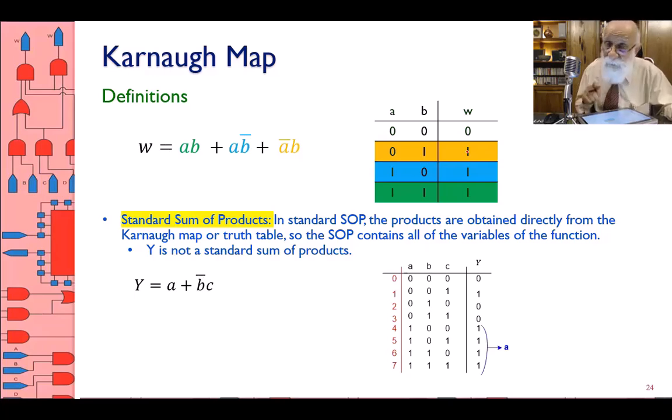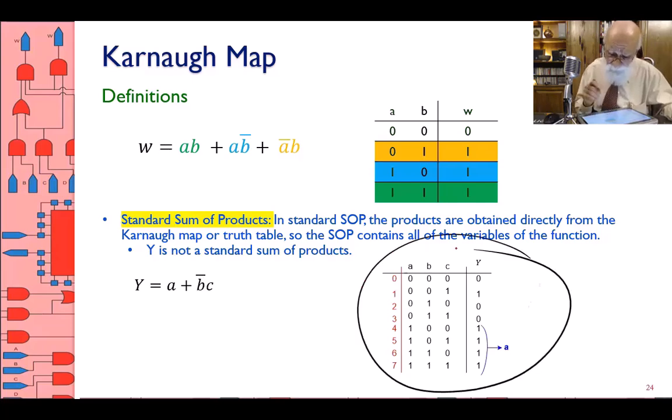I can have sum of products that are not necessarily standard. Look at this function here. This is a 3-variable function. And I am representing it as sum of products. This is one product. This is a second product. The first product has only one variable. The second product has 2 variables. And I don't have any product that has all 3 variables, and therefore this still qualifies for sum of products, but it doesn't qualify for standard sum of products.